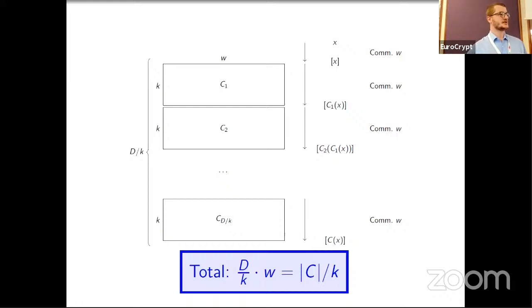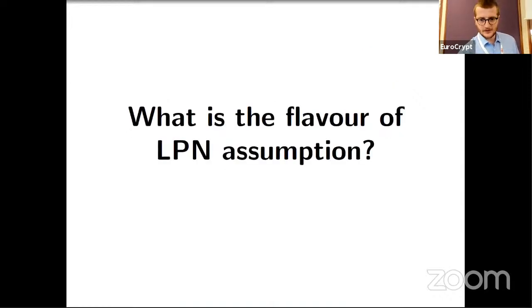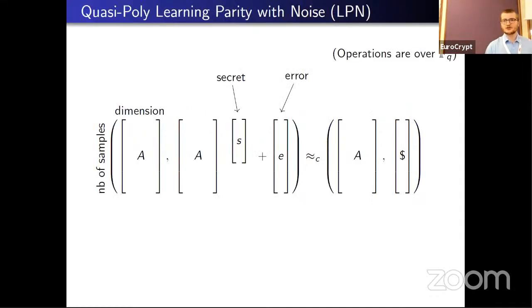Our contribution is essentially then to instantiate homomorphic secret sharing for super constant depth circuits under LPN. And LPN is exactly what I'm going to talk to you now about. There's a huge family of LPN assumptions, so let's see which one we're going to use. Learning parity with noise essentially just says that if you take a linear system of equations and you add some sparse noise, it becomes hard to invert.